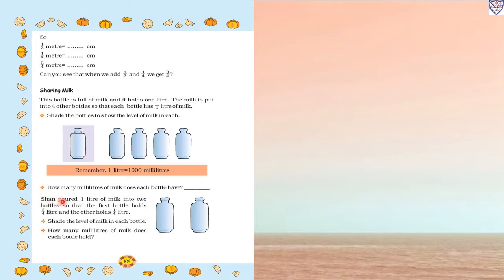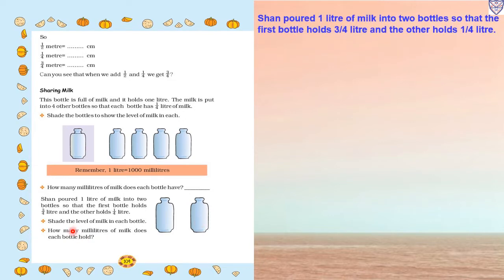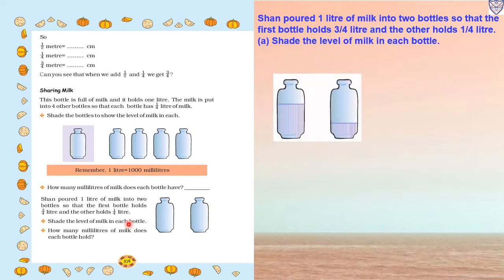Now Shahan poured 1 liter of milk into 2 bottles so that the first bottle holds 3/4 liter and the other holds 1/4 liter. First he filled 3/4 liter, and then he filled the other bottle with 1/4 liter of milk. Now shade the level of milk in each bottle. The first bottle is holding 3/4 liter, so we will shade more than half. The second bottle is only holding 1/4 liter, so we will shade less than half.